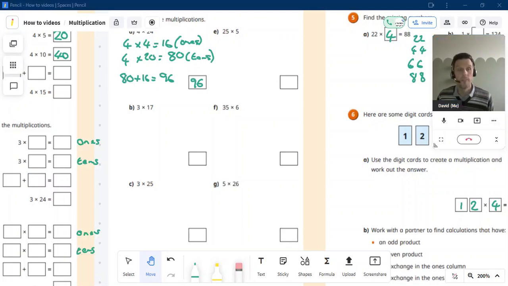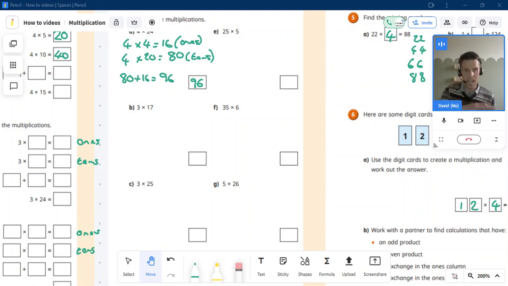Okay, final part now. Mo is thinking of a number. He multiplies it by 4. He gets to 172. What was he thinking of to begin with? Have a think to see if you can solve the answer. Right, let's see if you were correct.